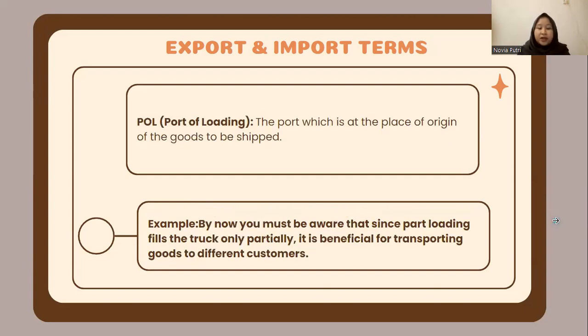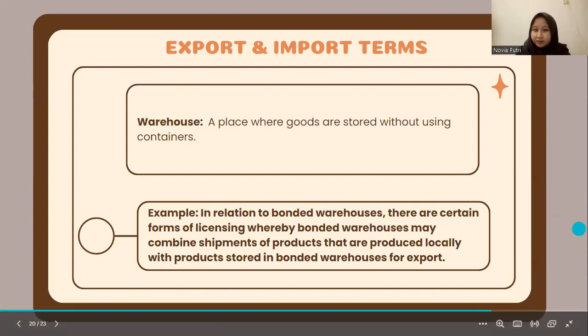And the next, POL or port of loading, the port which is at the place of origin of the goods to be shipped. And then for the example is, by now, you must be aware that since part of loading fills the truck only partially, it's beneficial for transporting goods to different customers.